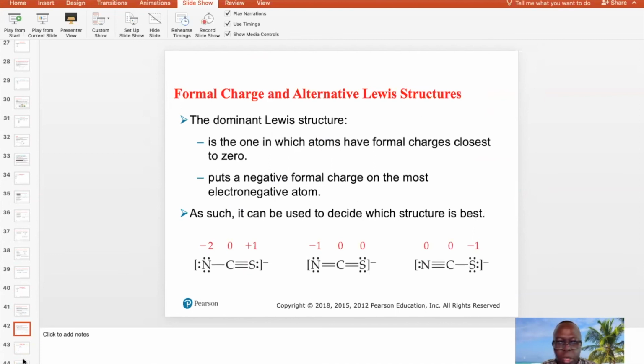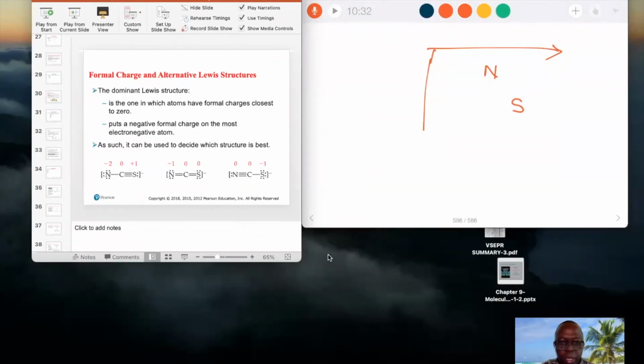So this was the one on electronegativity. How does it change? We use the periodic trend. How does it change as we move from left to right?